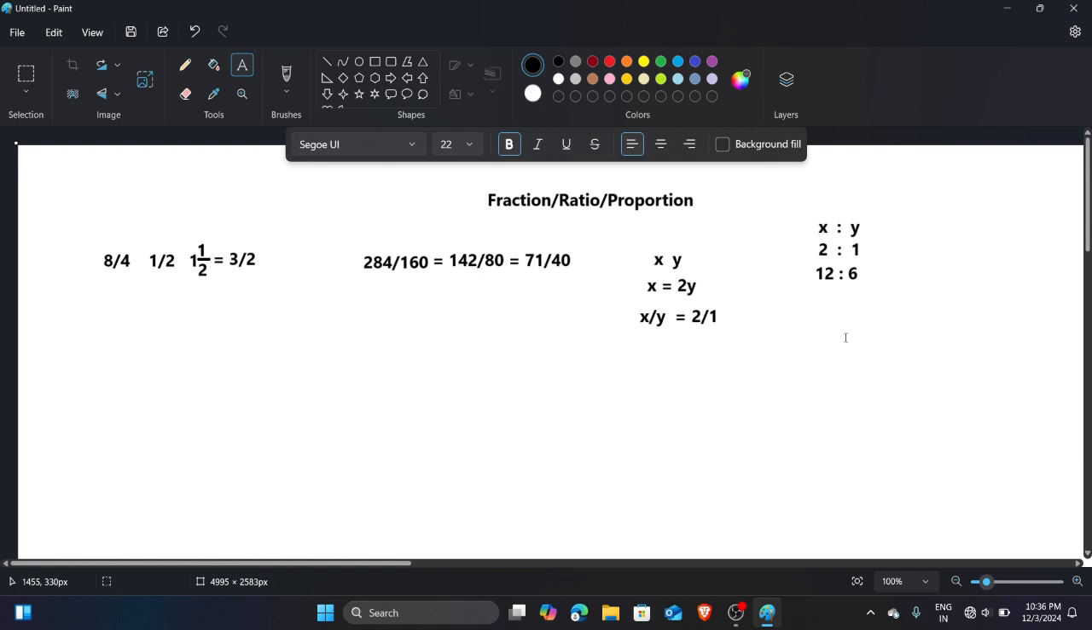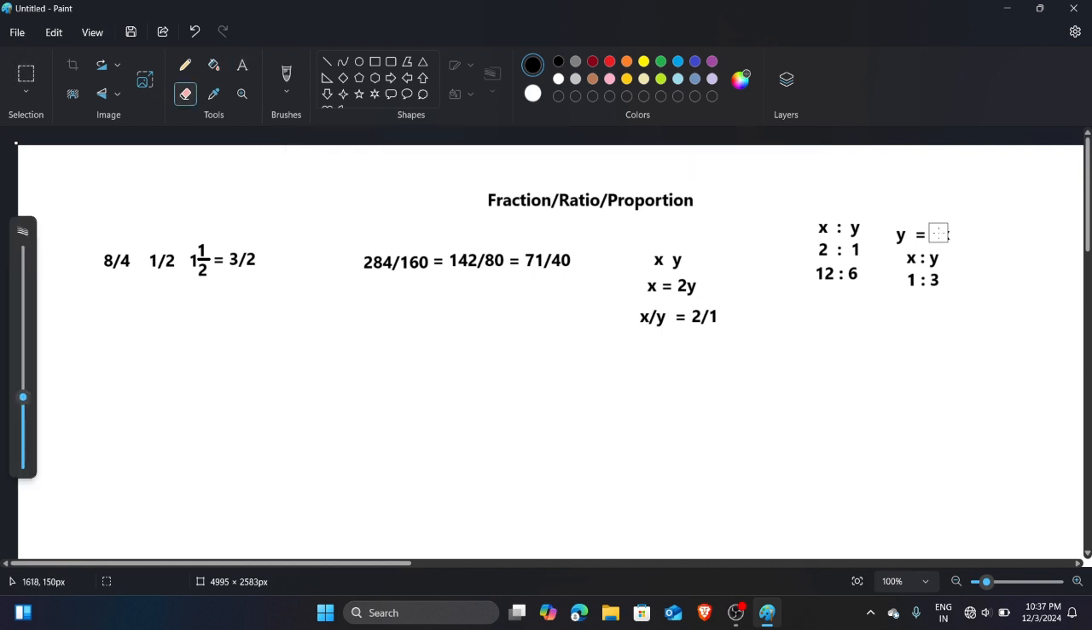Suppose you have a question that y is nothing but 3 times x. So from here you can say that the ratio of it, sorry, the y ratio is nothing but 1 ratio 3. Now what does it mean? Oh sorry, let me take a slightly harder value. So you can say 2 times y.